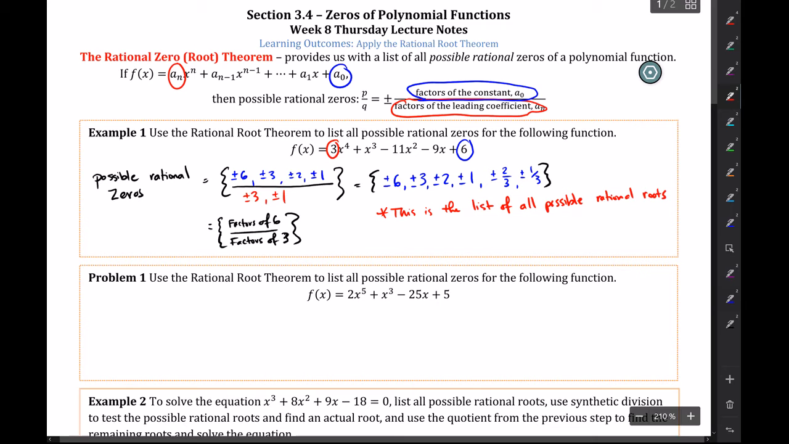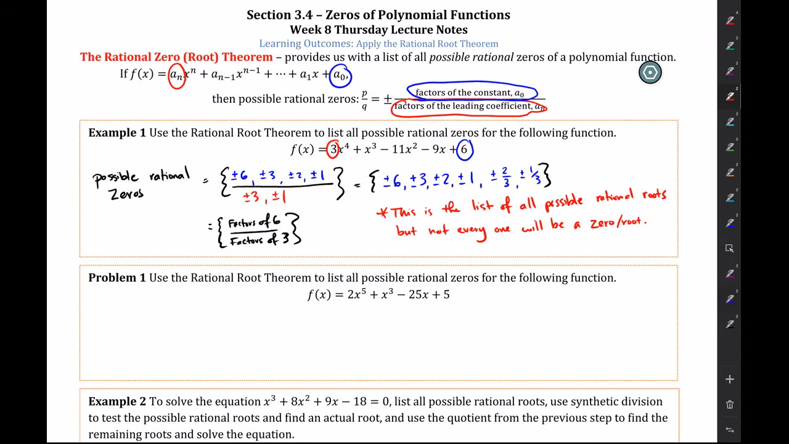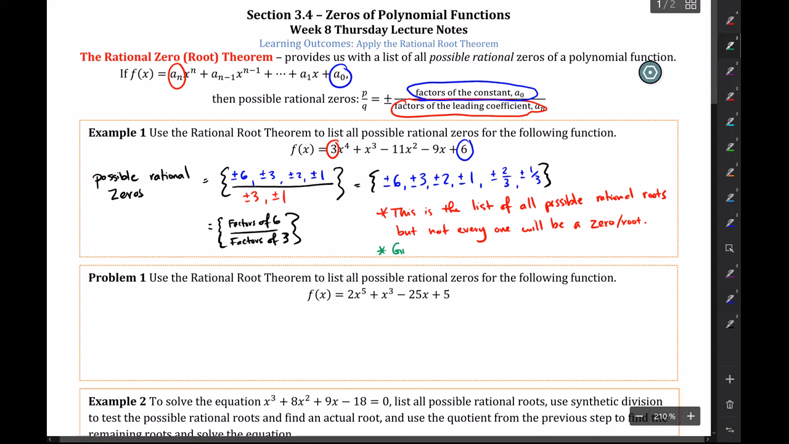But not every one will actually be a root. Remember that we use 0 and root interchangeably. So not every one will be a root or 0. To find out which ones are, you actually have to do guess and check, and you want to use synthetic division, which is probably the fastest way to do that, to see if one is actually a root.